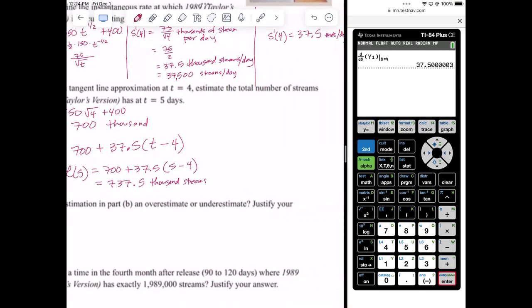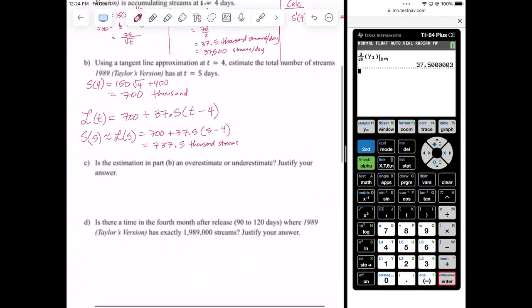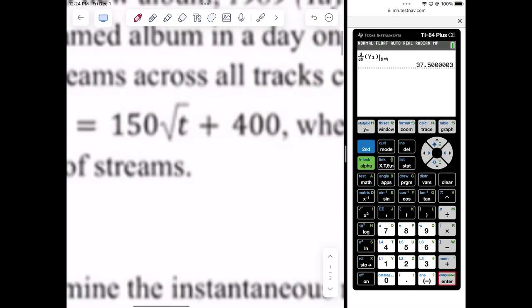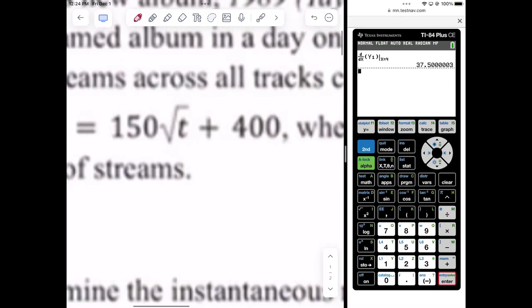Okay. Now, the next one, is this an over or an under approximation? In real life, we would say everything's an under approximation, right? Because we never underestimate Taylor Swift. But according to the model, it's a radical function, isn't it? And what do we know about a radical function? Is it concave up or down? It's concave down over its domain.